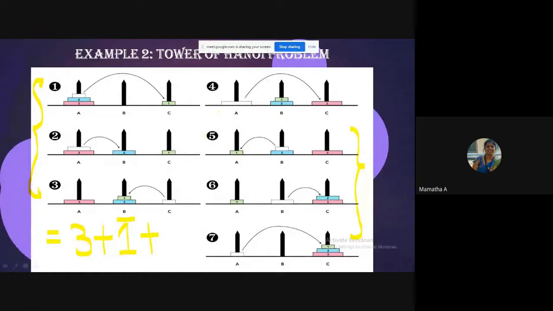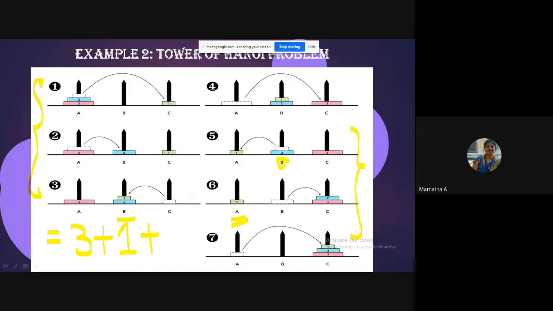5, 6, and 7. Which step are they doing for me? Step 3. Moving which disks? N minus 1 disks, which are present on my auxiliary peg, to the destination using source as the auxiliary. So which is on B will be moved to C using A.